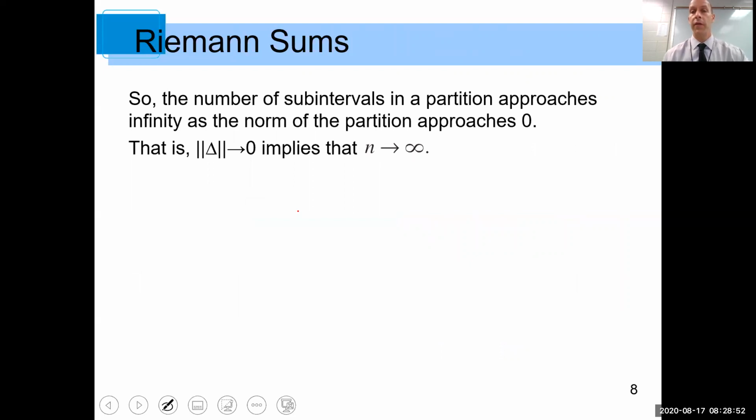The number of subintervals in a partition approaches infinity as the norm of the partition approaches 0. In other words, the norm of delta going to 0 implies that n is going to infinity. So as we take the norm of the partitions to 0, the number of rectangles, if you will, is going to infinity.